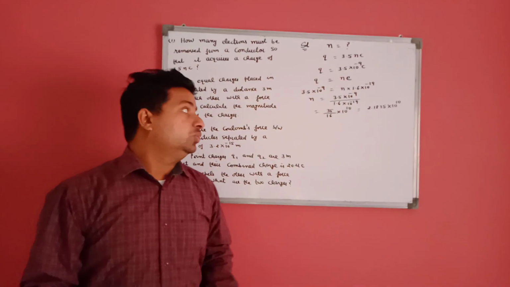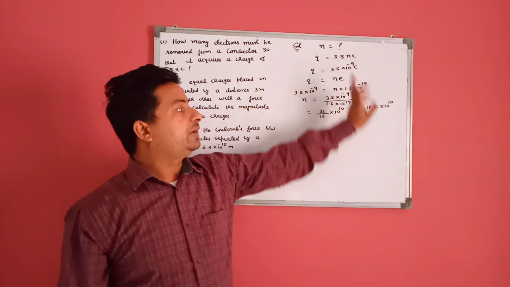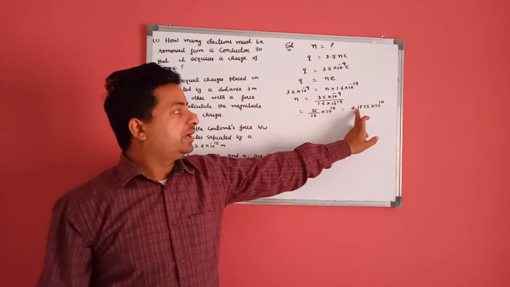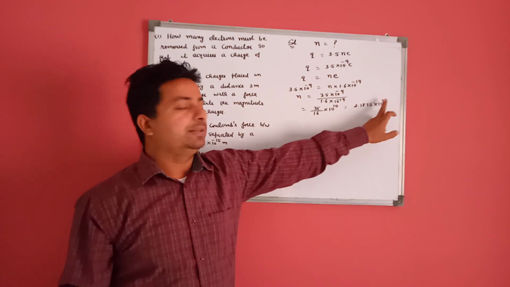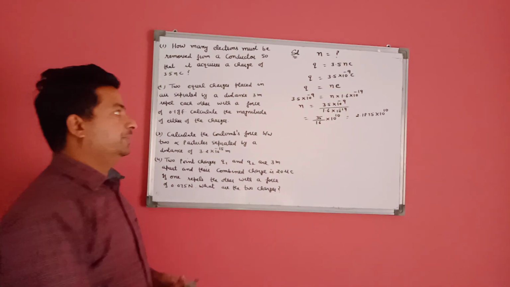This means the total number of electrons forming a charge of 3.5 nanocoulomb is 2.1875 into 10 to the power 10. Number of electrons has no unit.